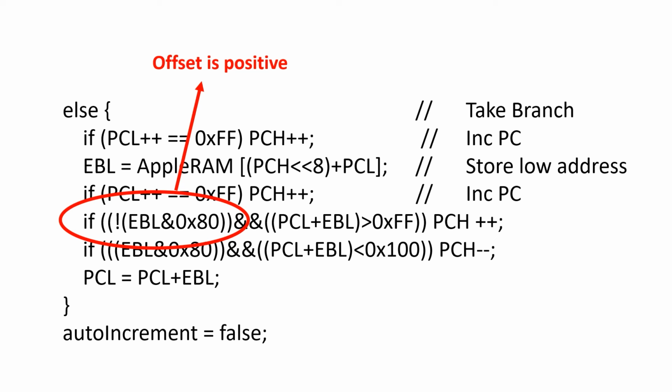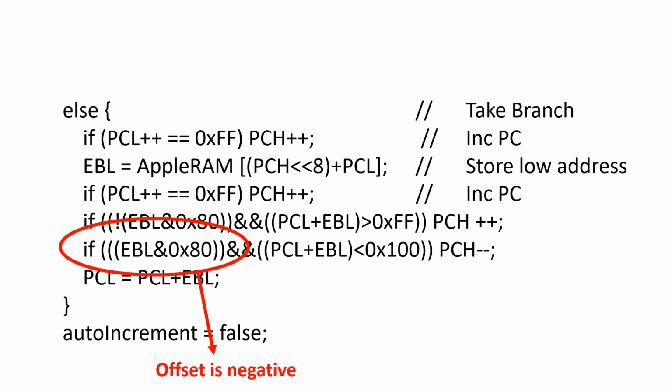Basically it says if EBL is positive, and the sum of EBL and PCL is greater than 255, then we have to increment PCH. And this second if statement says that if EBL is negative, and the amount that we want to subtract from PCL is greater than PCL, then we need to decrement PCH. It mightn't be completely obvious at first glance, but that's actually what the code's doing.